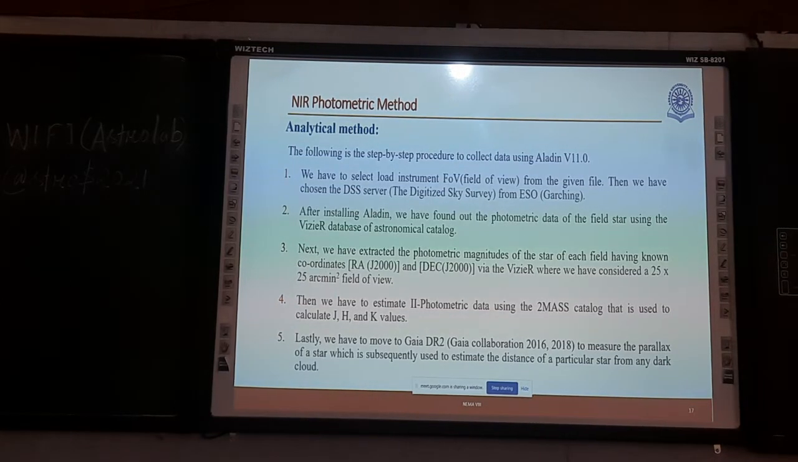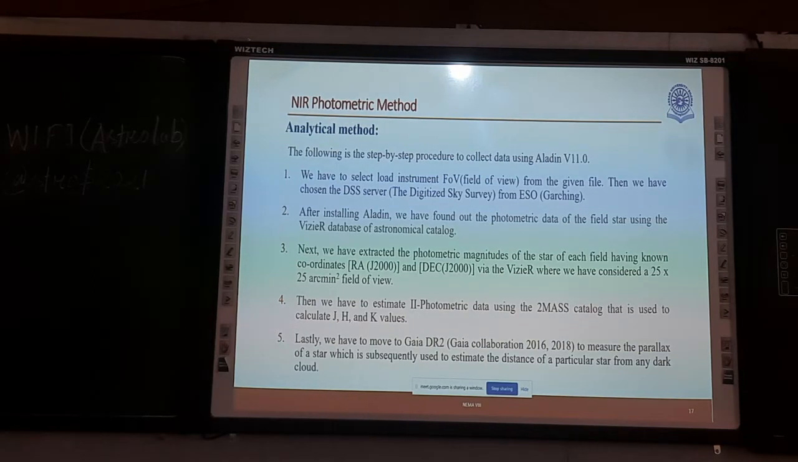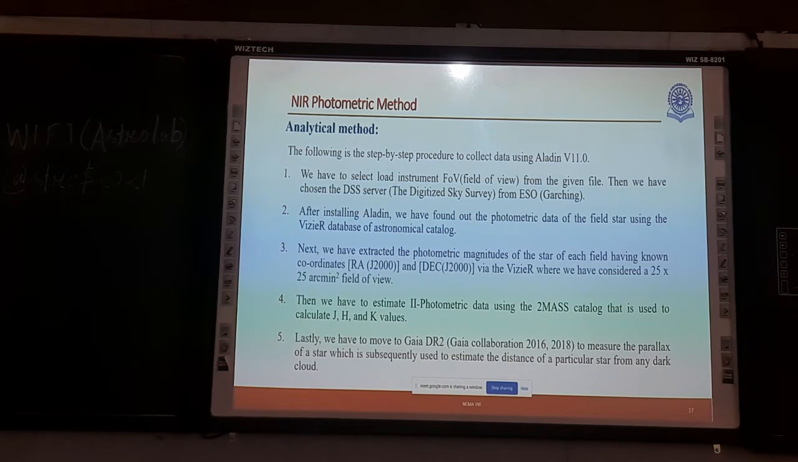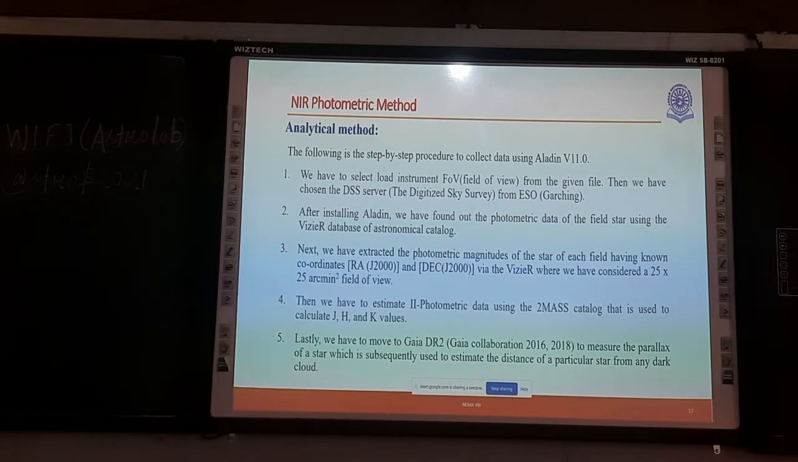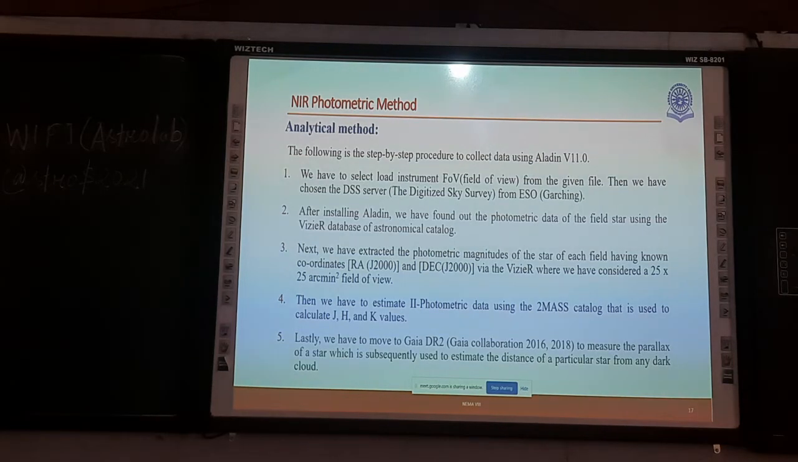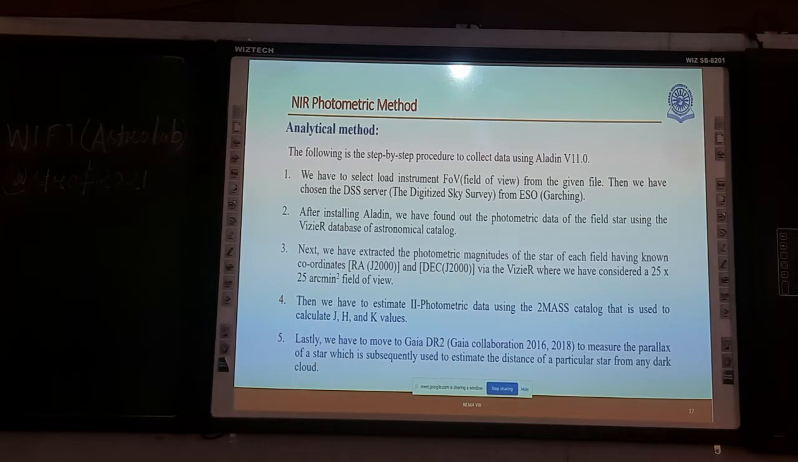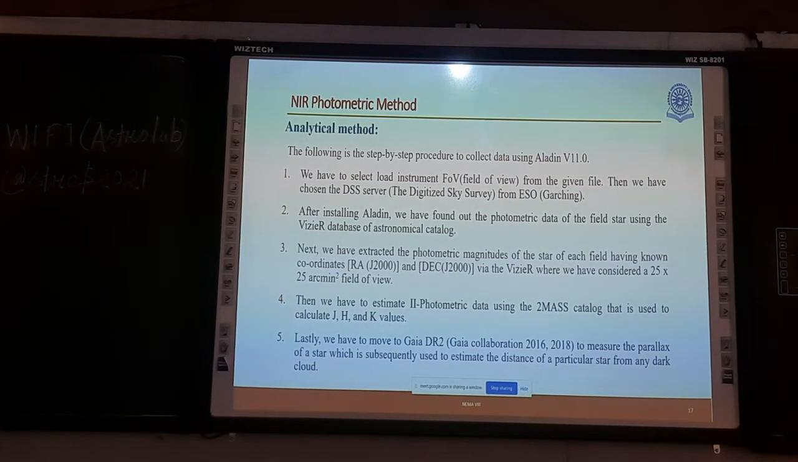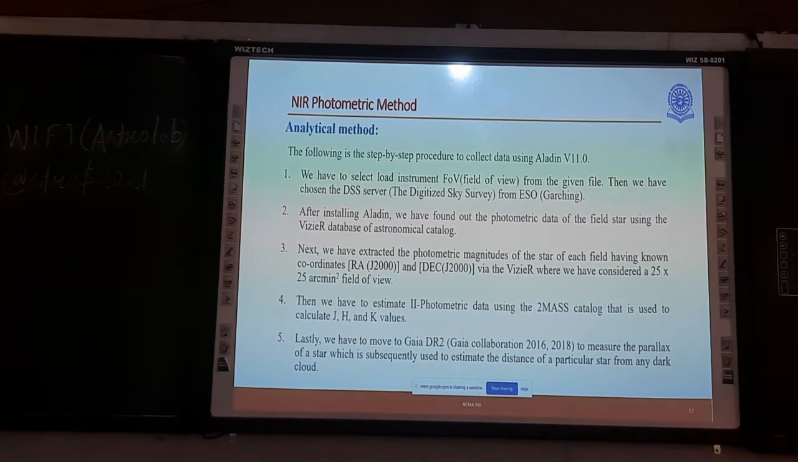This is the distance sky server, and using that server, we have taken the data. And after installing Aladin, we have found out the photometric data of the field star. This is the VIII database from astronomical catalog. And then we have extracted the photometric magnitude of RA Dec value via VIII, and we have considered 25 by 25 arc minute squared. This is the field of view, and then we calculate the 2MASS catalog. Using the 2MASS catalog, we have calculated the JHK values, and lastly, we have moved to the Gaia DR2, that is Gaia collaboration 2016 and 2018, and we have calculated the parallax of a star, and using that parallax, we have calculated the distance of the particular star from the cloud.